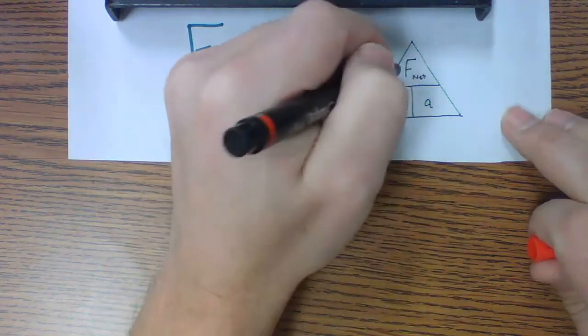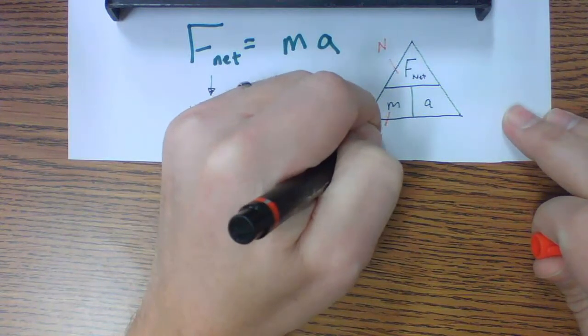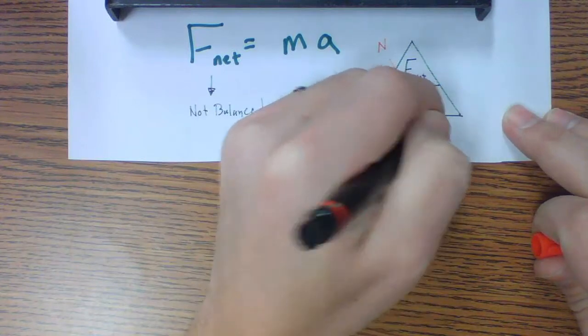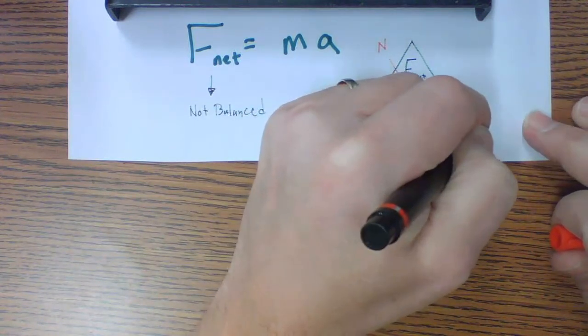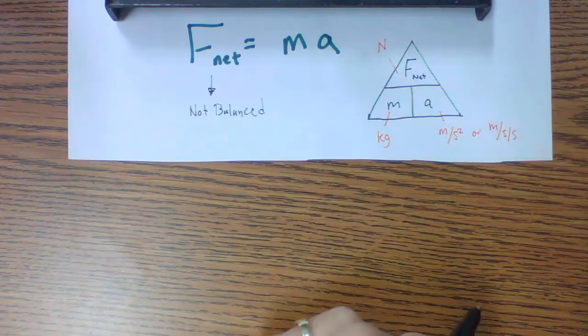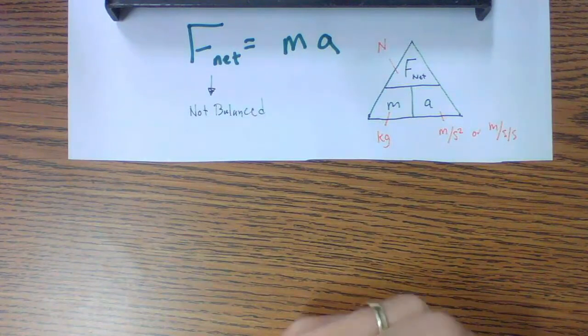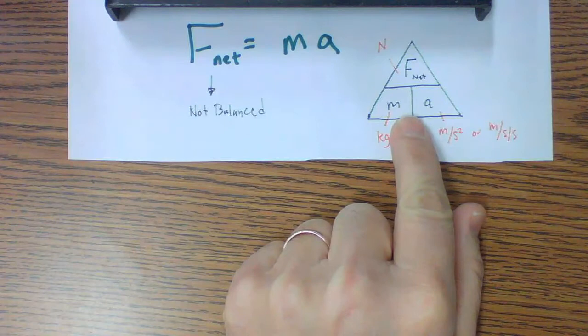So again, this is going to be in a newton. The mass is going to be in a kilogram. And the acceleration is going to be in meters per second squared, or we can write this as meters per second per second. Okay, so those are the values, or I should say the units to these quantities, and this is the way that we kind of set this up.